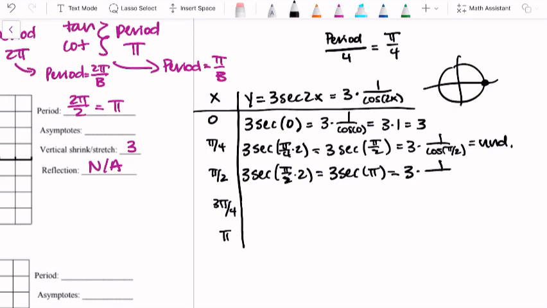That's 3 times 1 over cosine of pi. And cosine of pi is over here. That's going to be negative 1. So we'll have negative 3.